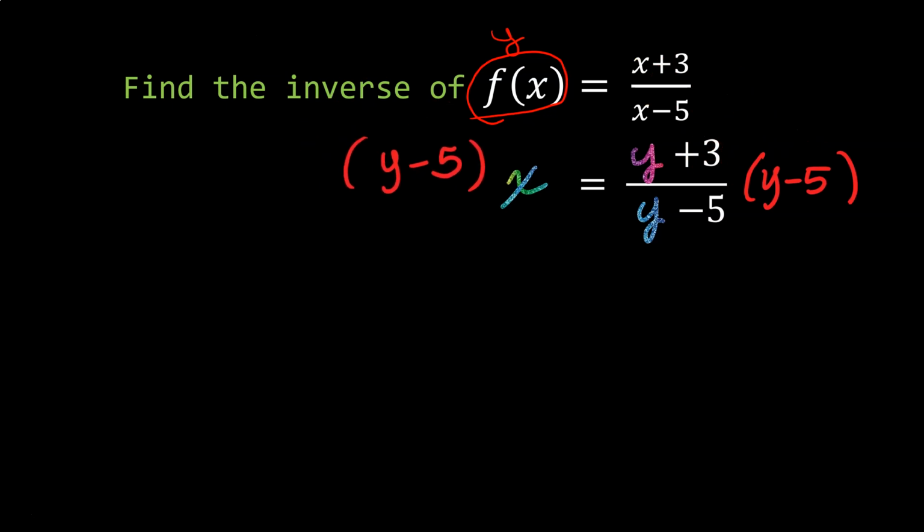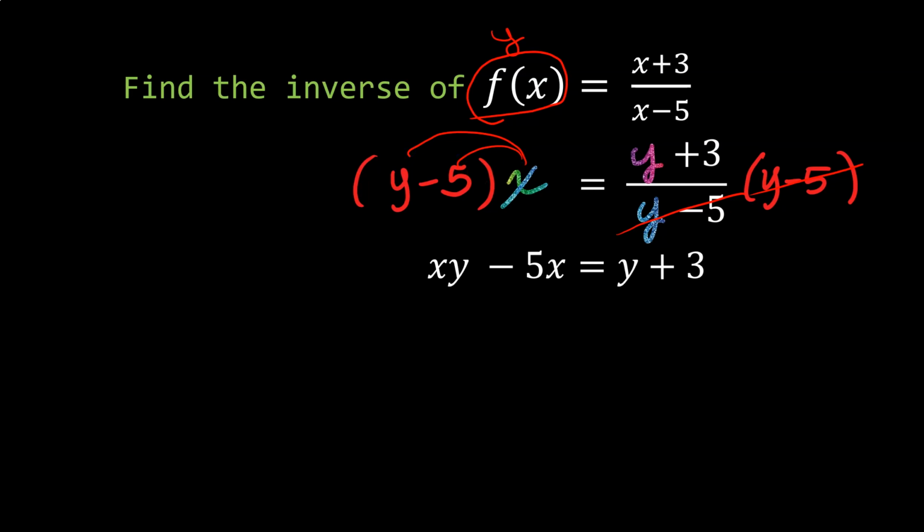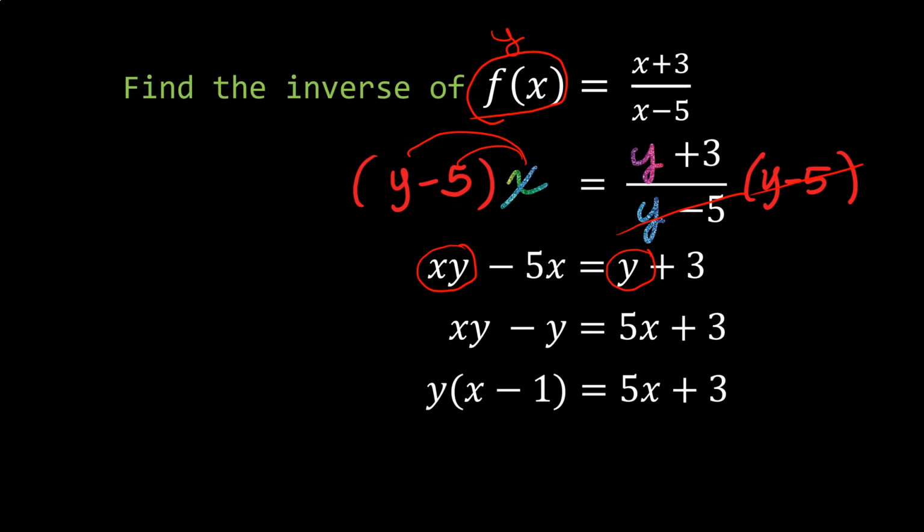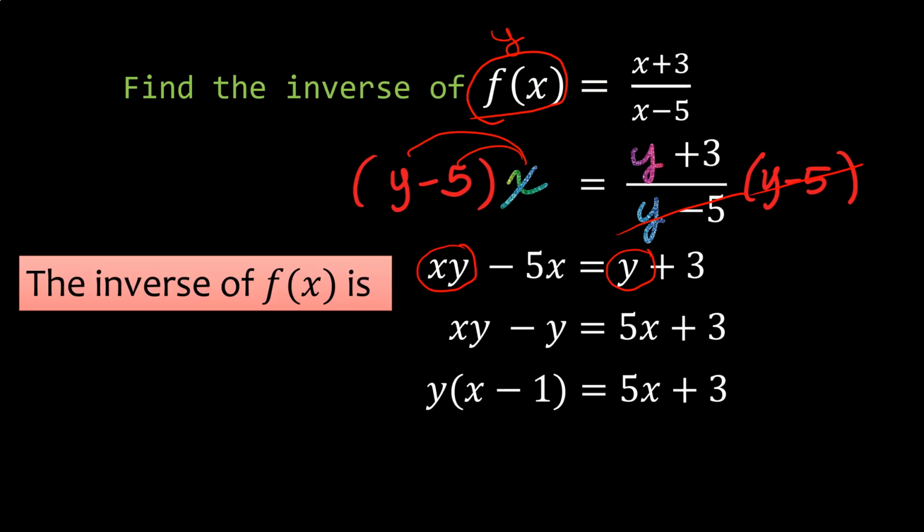Multiply to undo division. Multiply both sides by y minus 5. That is gone. And when you distribute here, you will get xy minus 5x equals y plus 3. We see that y is here on the left-hand side. Is y on the right-hand side? Well, let's go and get y together, everything else on the other side. And then factor out the y. And then divide both sides by x minus 1.